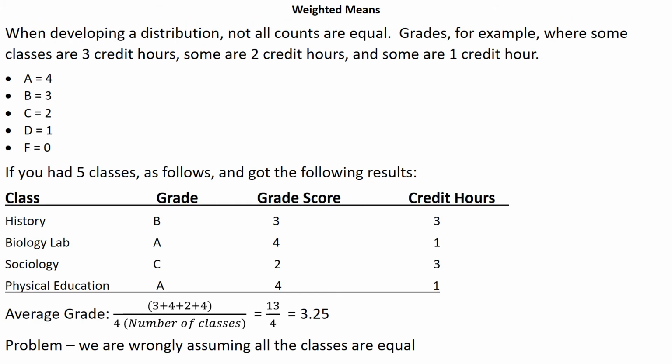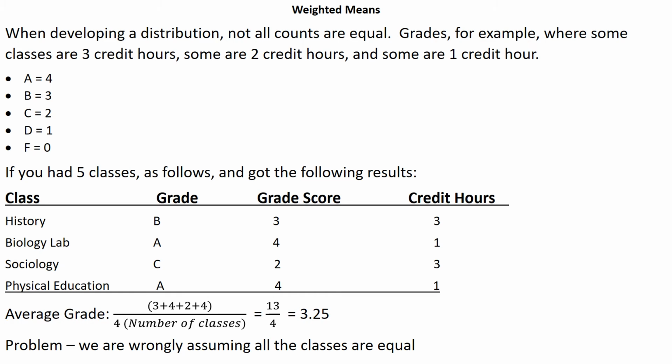Now, before we go any farther, I want to talk about weighted means. One of those common examples we use here in college is grades. If I have a student who took 4 courses, and remember, an A is 4 points, B is 3 points, C is 2 points, D is 1 point, F is 0 points.